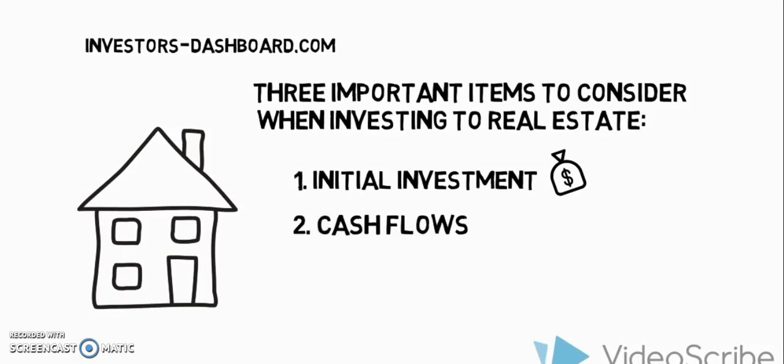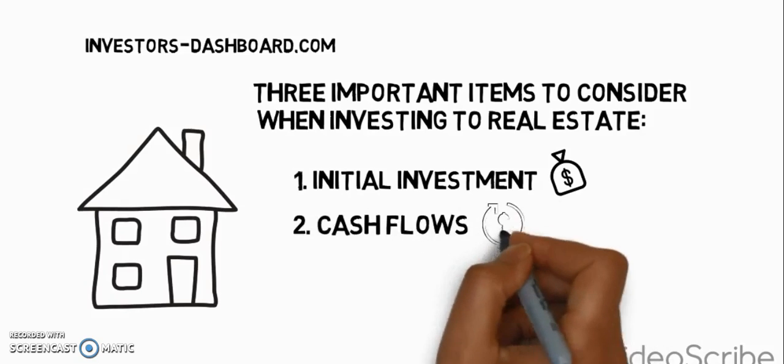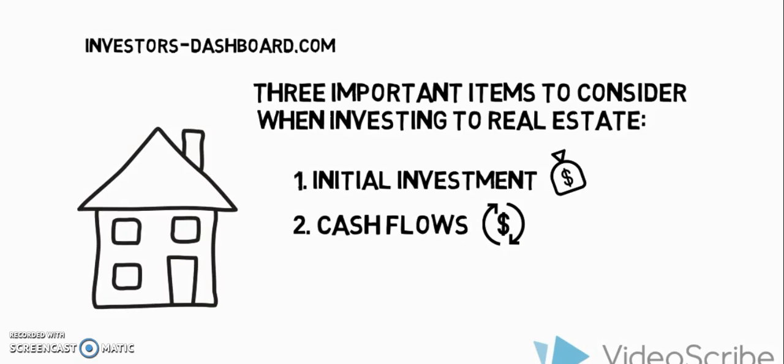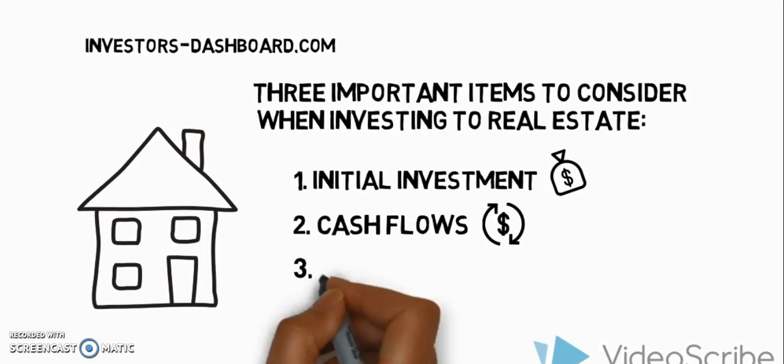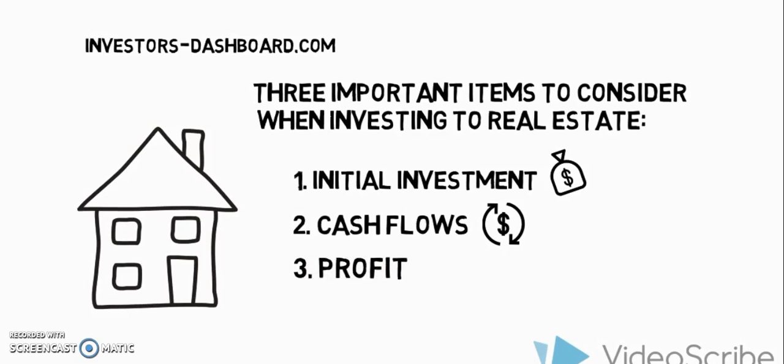Second item, cash flows. Cash flow is the difference between rental revenues and operating expenses and mortgage costs. Third item is profit. Profitability shows how much money we make on each dollar invested into real estate. There are many different profitability ratios, but the most important is ROI, return on investment.